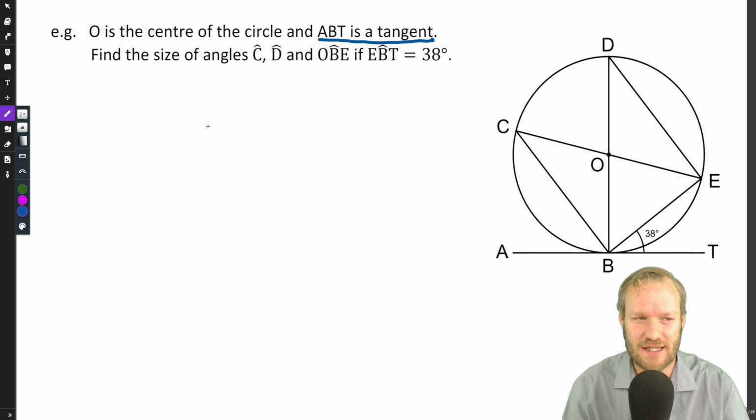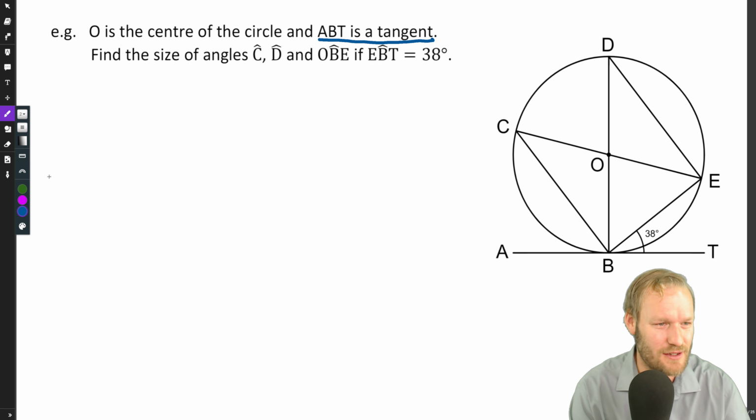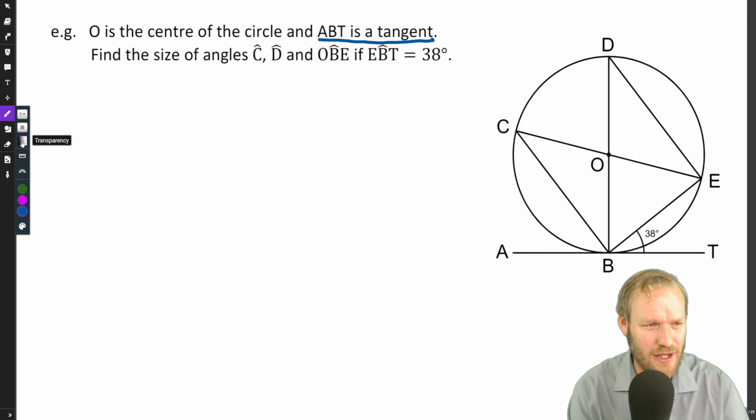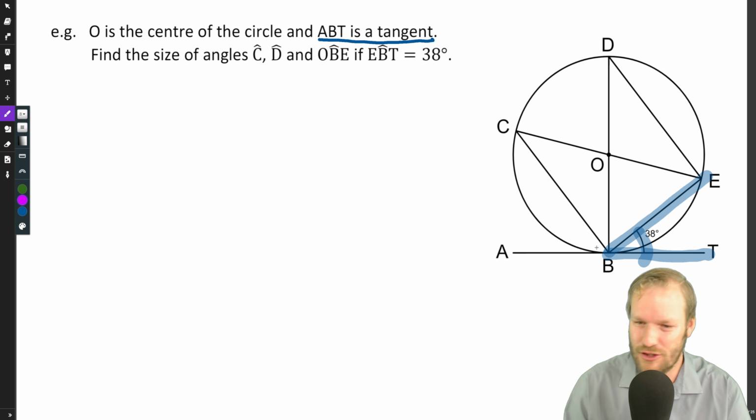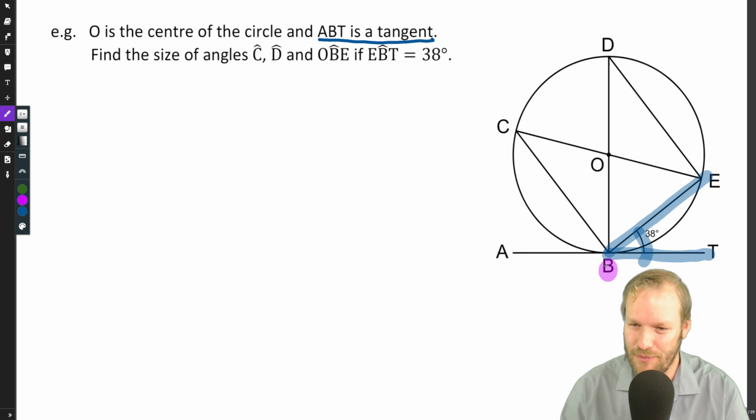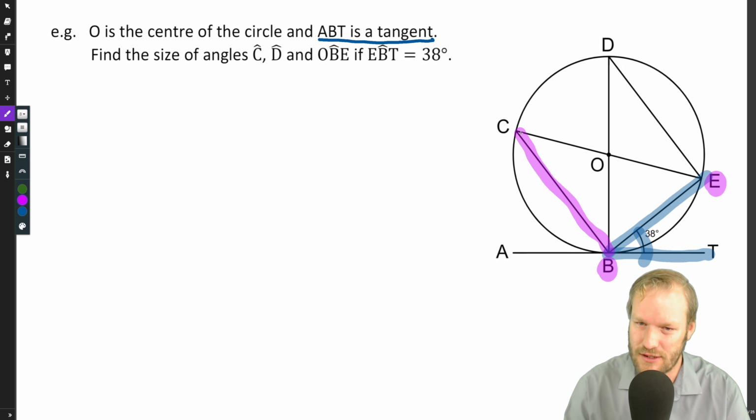Okay, so ABT is a tangent, so let's just capture that thinking already because we're just done tan chord, so it makes sense that we're going to look at that. So the angle between the tangent and the chord, that's what this is equal to the angle in the opposite segment. So if we start from B and E and we're going across to the circumference of the circle, it means that that must be equal.